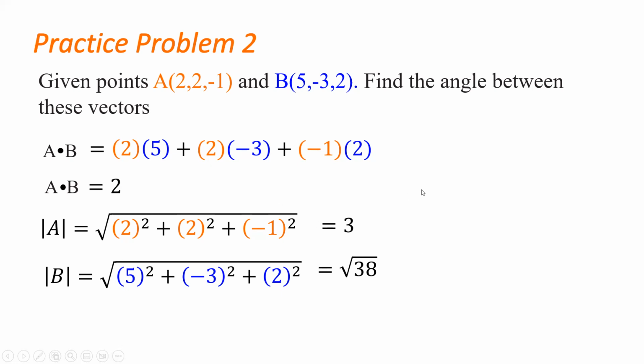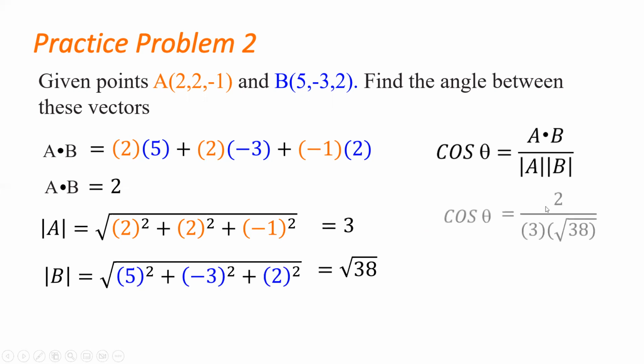So, using these values, substitute natin doon sa ating equation, cosine theta is equals to A dot B divided by the magnitude of A multiplied by the magnitude of B. So, substitute the equation, the data given. So, we will get the angle between these vectors as 83.79 degrees.